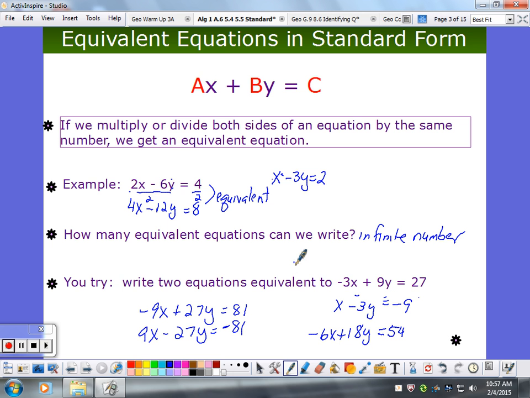How about this one? 3x minus 9y equals negative 27. How'd I get there? I actually multiplied by negative 1, but either way, right? You can divide by negative 1, same thing. So we can sit here all day, couldn't we? There's an infinite number of these. So when I say I want an equivalent equation, that's all I mean: multiply or divide through by the same number.